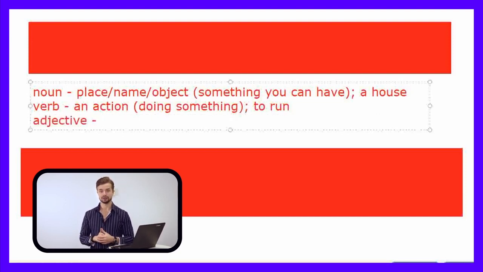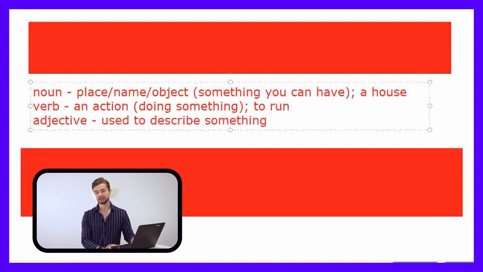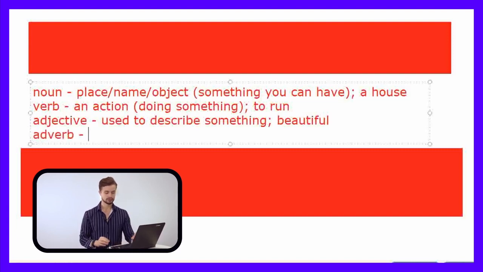Next, let's go with an adjective. What is an adjective? Can you think of an example? Probably you do, right? So an adjective is used to describe something, right? And for example, you can say something is beautiful, or something is very tasty, or very delicious, or things like that, right? So let's say as an adjective, let's put the word beautiful.